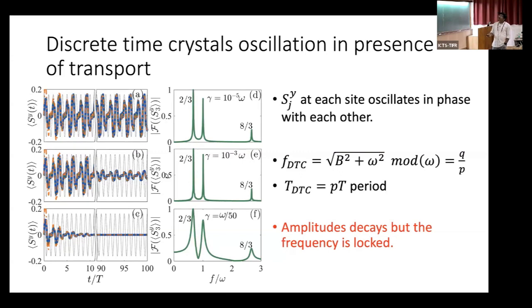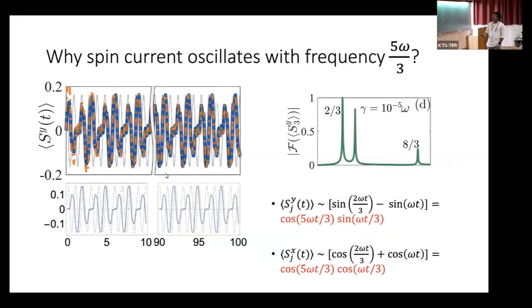Now let me connect why I have a 5/3 in the current and 2/3 in the time crystal. To connect that, I look at the Fourier transform, and I see there is a component at 2/3 and a component at omega. Clearly, this combination is drawn here. These two match with each other. This is my analytical form here, and this is what I get from numerics. As you can see, the SY has a 5/3 omega component and a sine of omega t. Similarly, I can have an SX, which also has a 5/3 omega component and omega t/3.